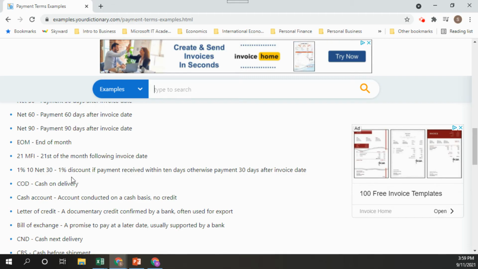Here's another one that's fairly common: 1% 10, net 30. If we pay within 10 days, we pay faster, we get a 1% discount on what we bought. Otherwise, it's net 30, we pay within 30 days. The other one would be 21 MFI, 21st of the month following invoice date. That might be a little more rare, but those are common payment terms when a business buys something on account.